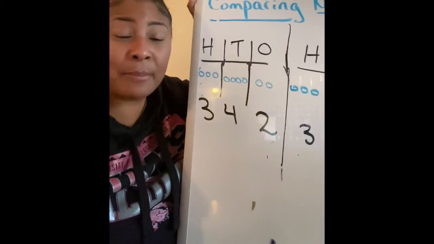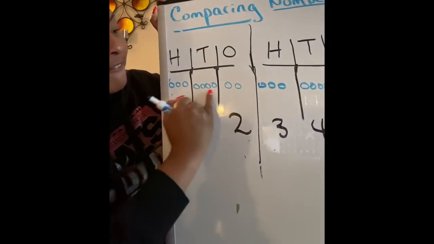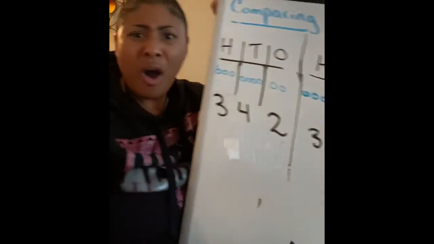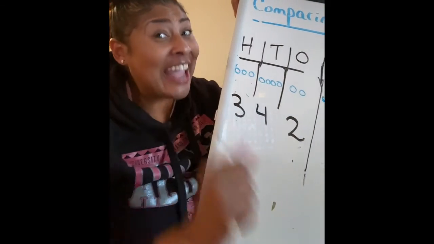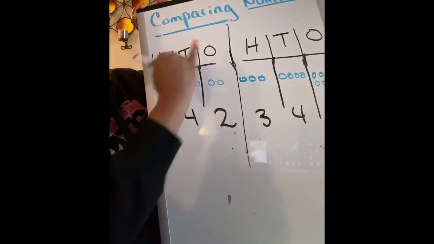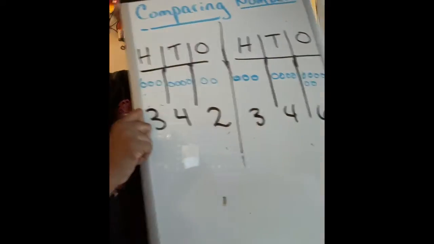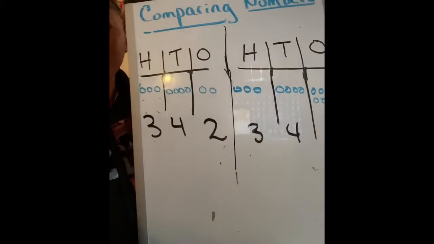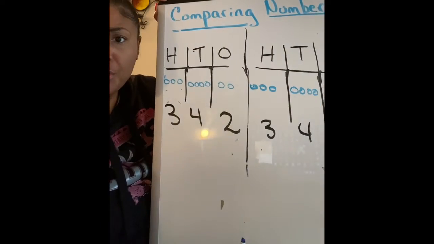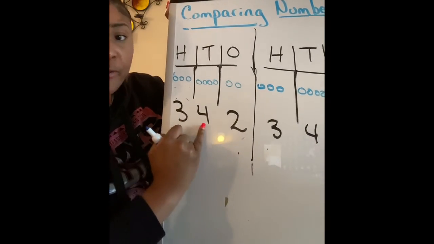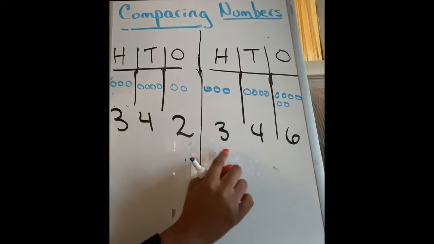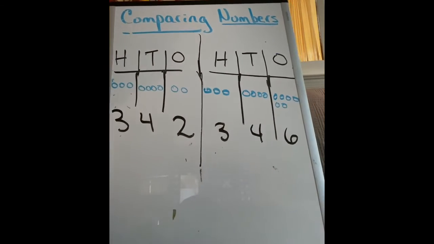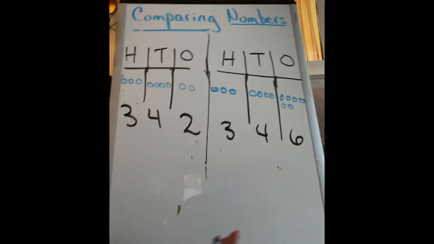I'm going to go to the second place value, which is my tens. I have 4 tens here. Well, what do you know? I also have 4 tens there. What do I do? Keep it moving. All right. In this number, I have 2 ones. And in this number, I have 6 ones. That's right. 6 is greater than 2. So that means that the number 342 is less than 346. Or I could say 346 is greater than 342.